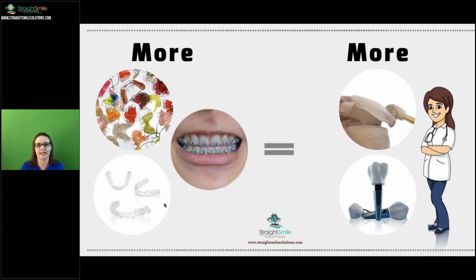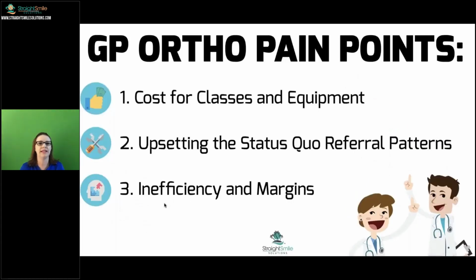So that's the why behind it. So it's really a win-win, not only for patients, but also for doctors and orthodontists. So now we've addressed the exciting why behind it.